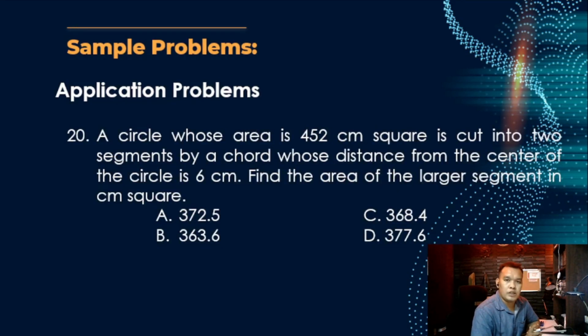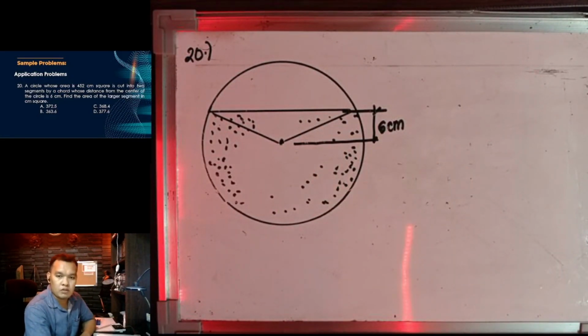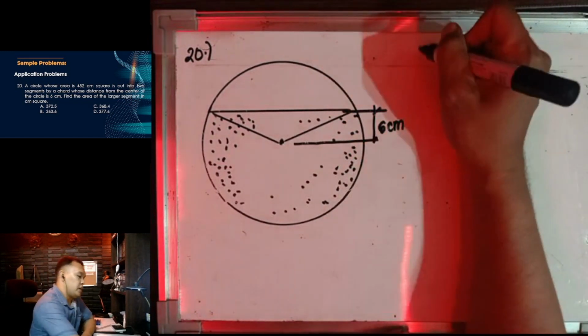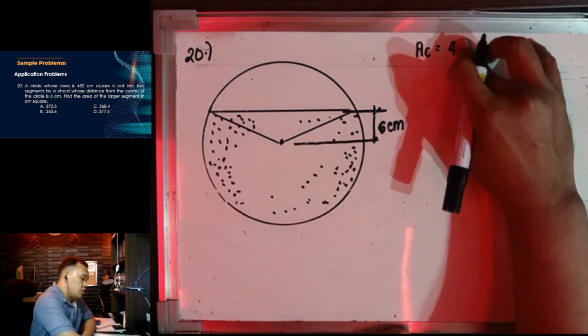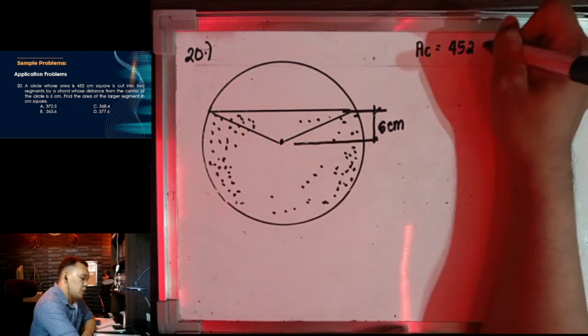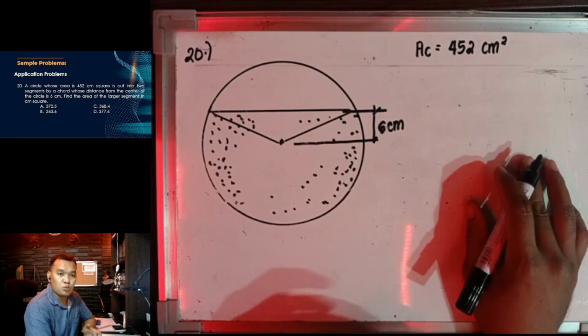A circle whose area is 452 square centimeters is cut into two segments by a chord whose distance from the center of the circle is 6 centimeters. Find the area of the larger segment in square centimeters. Okay, I prepared a drawing for our problem. The problem says we have a circle whose area is equivalent to 452 square centimeters.